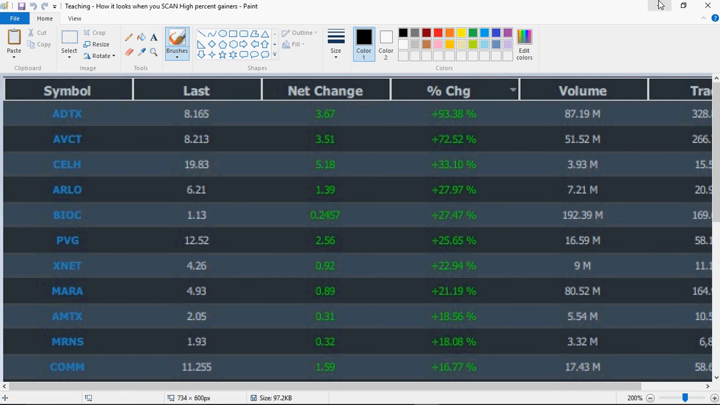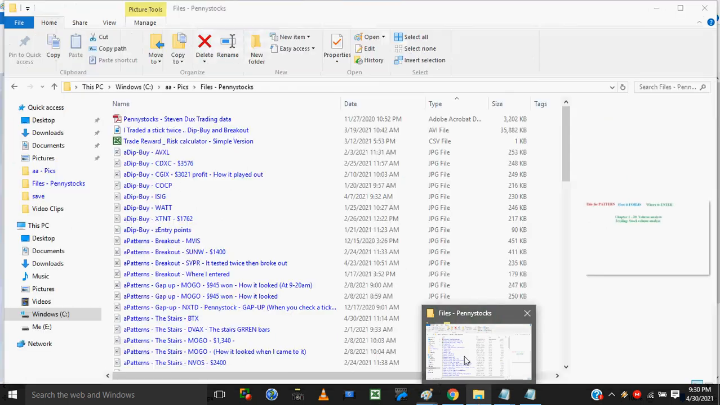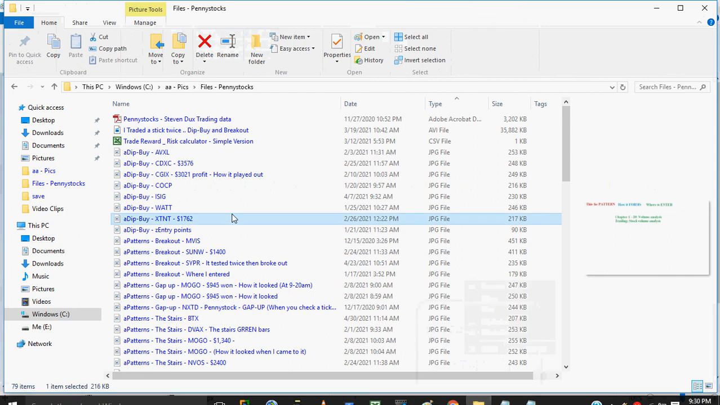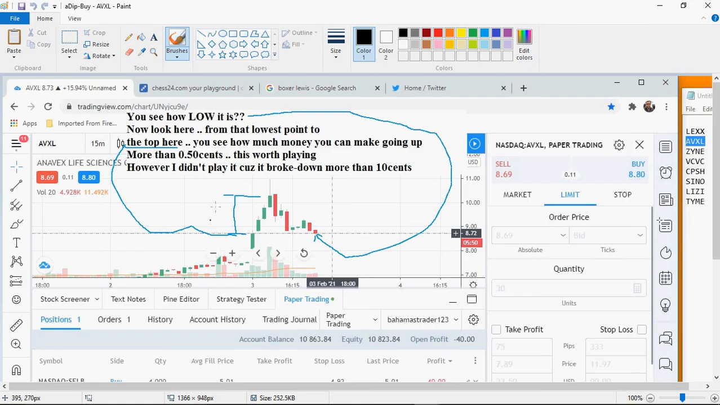Let's look at some examples, and then I can end this video because I think everything should be clear. Okay, let's look at dip buys. We're going to look at the dip buys from my trading, and then the breakouts and the gap ups and the stairs. Some things I need to explain in detail. This is the dip buy. All I'm trying to show you all is the same thing. This is a dip buy.